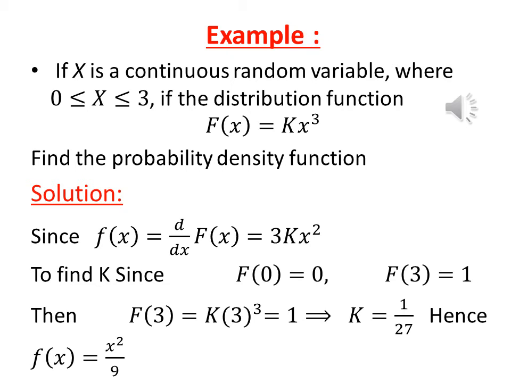We know that capital F of x equals the integration of small f of x. So small f of x equals the derivative of capital F of x, meaning the density function equals the differentiation of the cumulative function. So we have the cumulative function capital F of x equals kx power 3, and to get the probability density function, small f of x equals d by dx of capital F of x, so f of x equals 3kx power 2.